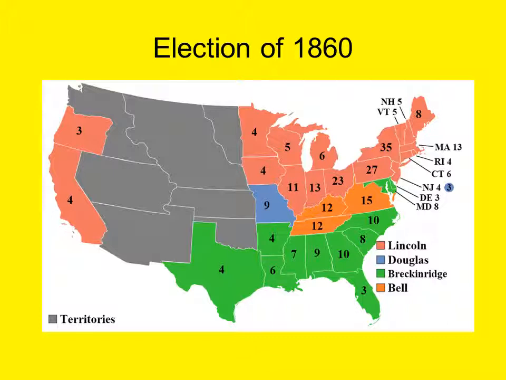Finally, John Bell ran under the Constitutional Union Party, which was mostly pro-slavery, but it was one that put the strength of the Union above sectional issues such as slavery. He received about 13% of the vote, carried the states of Virginia, Kentucky, and Tennessee in that border region.